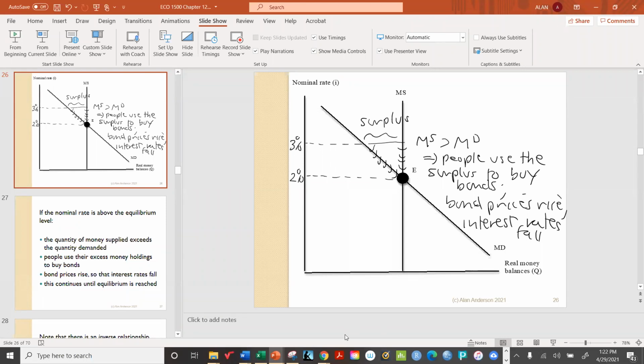Okay, so on the other hand, if we're down here somewhere, then the opposite happens. Here we have the money demand being greater than the money supply. So down here, the opposite is happening, which means people sell bonds to hold more money.